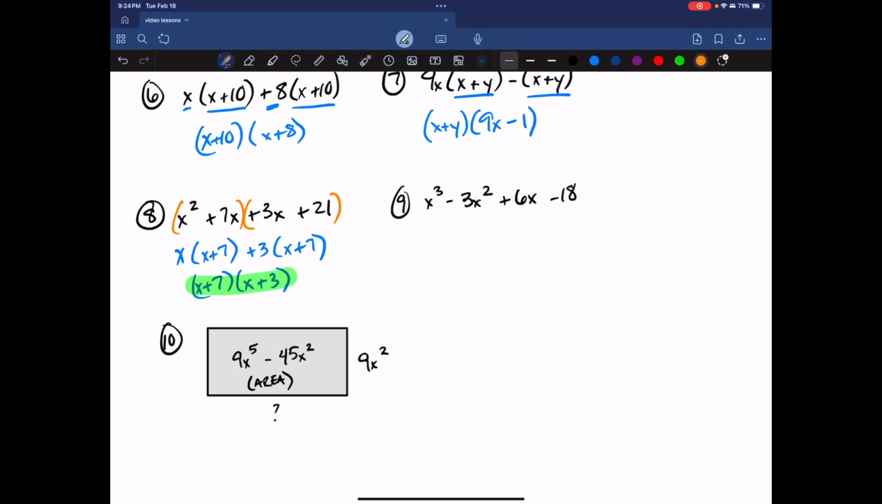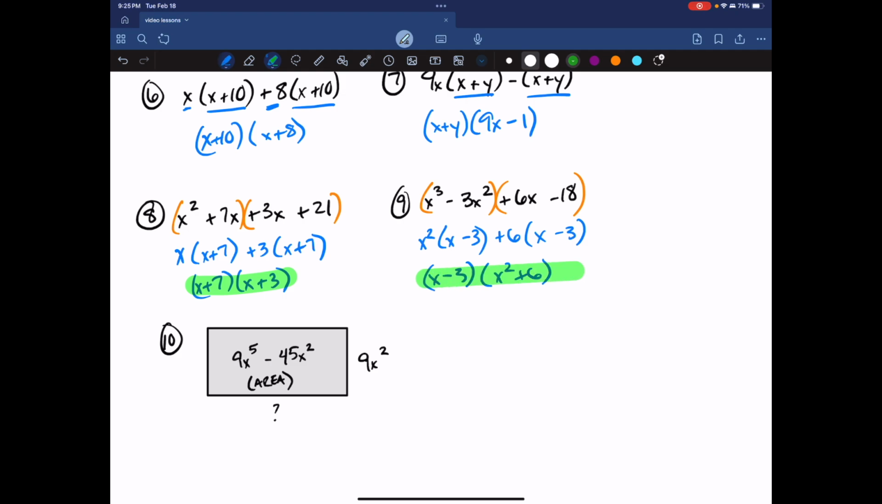I'm going to do the same thing on number 9. I'm going to group the first 2, and group the second 2. Now the first 2 I can take out an x squared. It's going to leave me with x minus 3. And then I'm going to take out a positive 6, so plus 6. And that's going to leave me with x minus 3. Again, you want that parentheses to be the same. Otherwise, something went wrong. Okay, so you have x minus 3 times x squared plus 6.